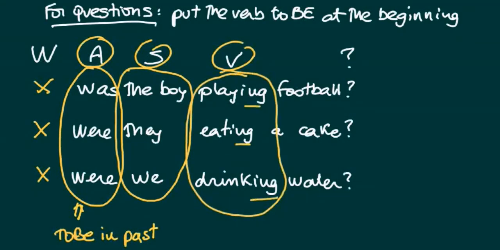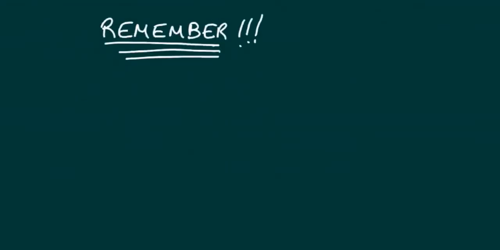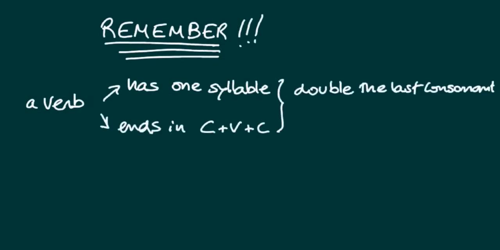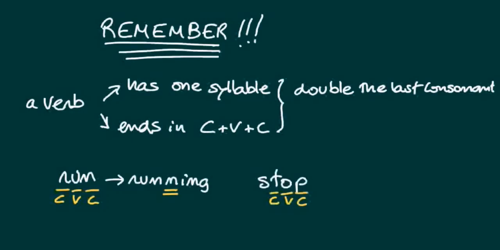There's another important thing to remember. When a verb has only one syllable and ends in consonant plus vowel plus consonant, we double the last consonant. For example, run, running. Stop, stopping.